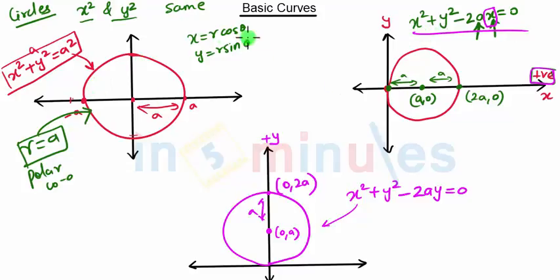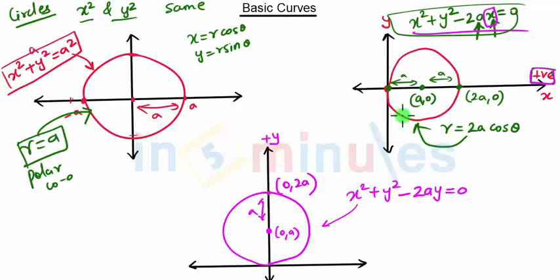Similarly, when we put x equal to r cos theta and y equal to r sin theta in this equation, we will get r equal to 2a cos theta. So this is the equation of the circle in polar coordinates for this circle. Similarly, we will get r equal to 2a sin theta for this one. So these are the circles in polar coordinates as well as in Cartesian coordinates.